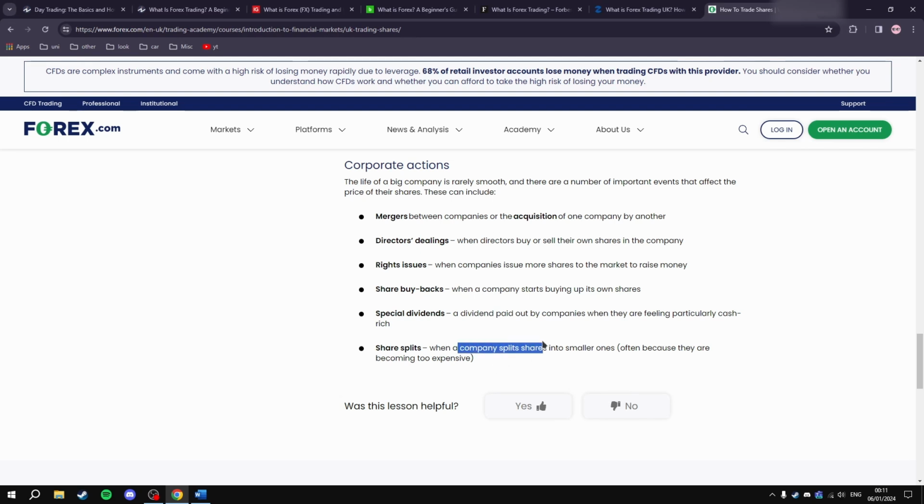Share splits, when a company splits shares into smaller ones, often because they're becoming too expensive. There's going to be more supply and the same amount of demand, so the price of the shares is going to be cheaper.